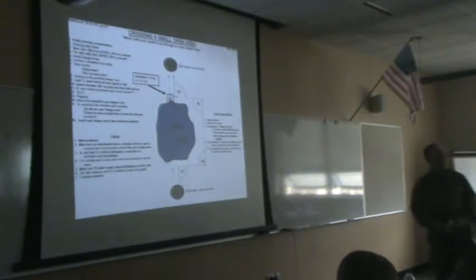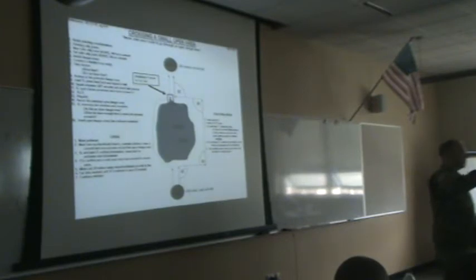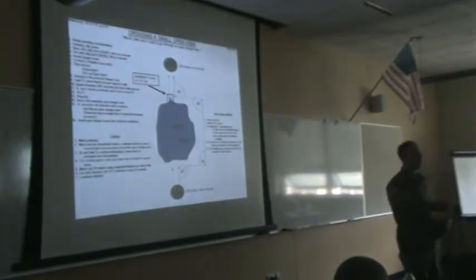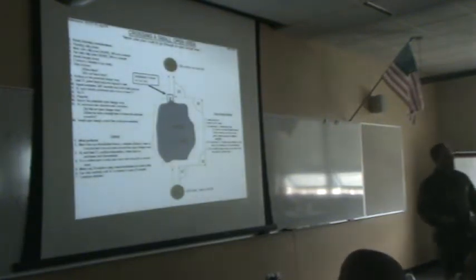Who can give me an example of a linear danger area other than a road? Let me get somebody from 6 Squad. Go ahead. Other than a road. Train tracks? Train tracks, perfect.